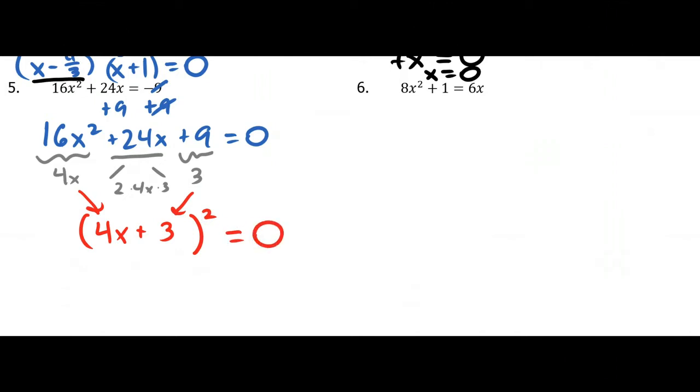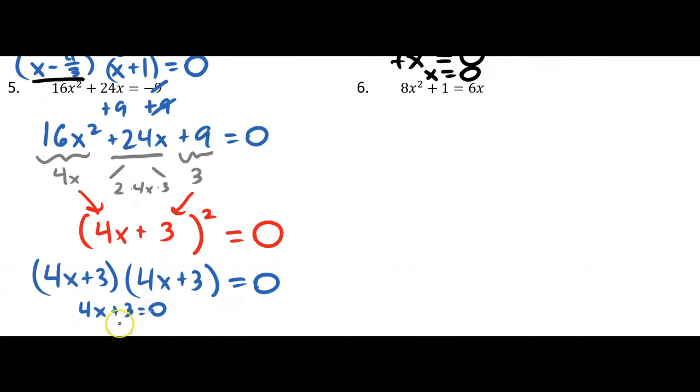And now to actually solve this equation here, 4x plus 3 quantity squared would be the same thing as 4x plus 3 times 4x plus 3. So really, you're only going to get one solution for this. Okay, if you set both of these equal to 0, since they're the same thing, and solve for x, you end up getting x equals negative 3 over 4. So there's one solution to this equation right here, and that would be negative 3/4.